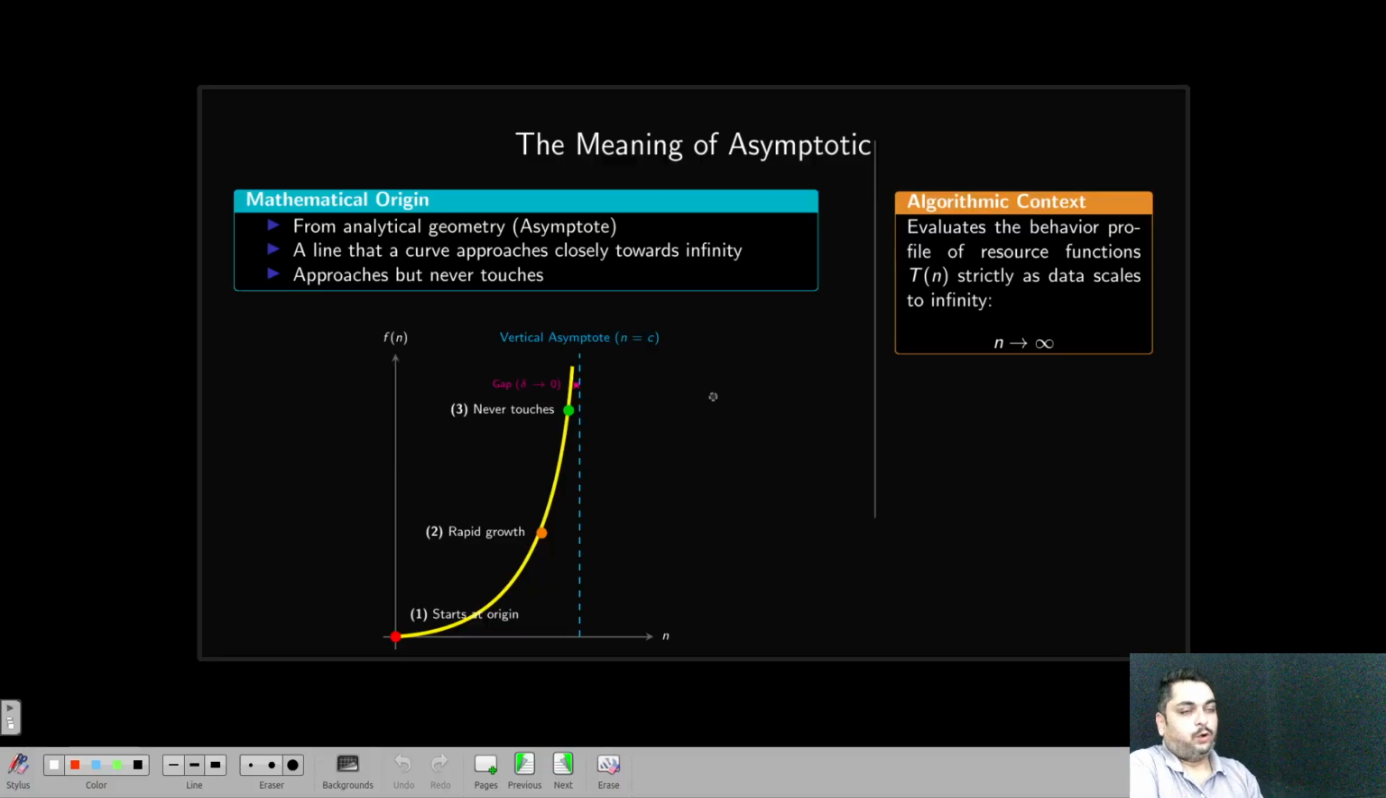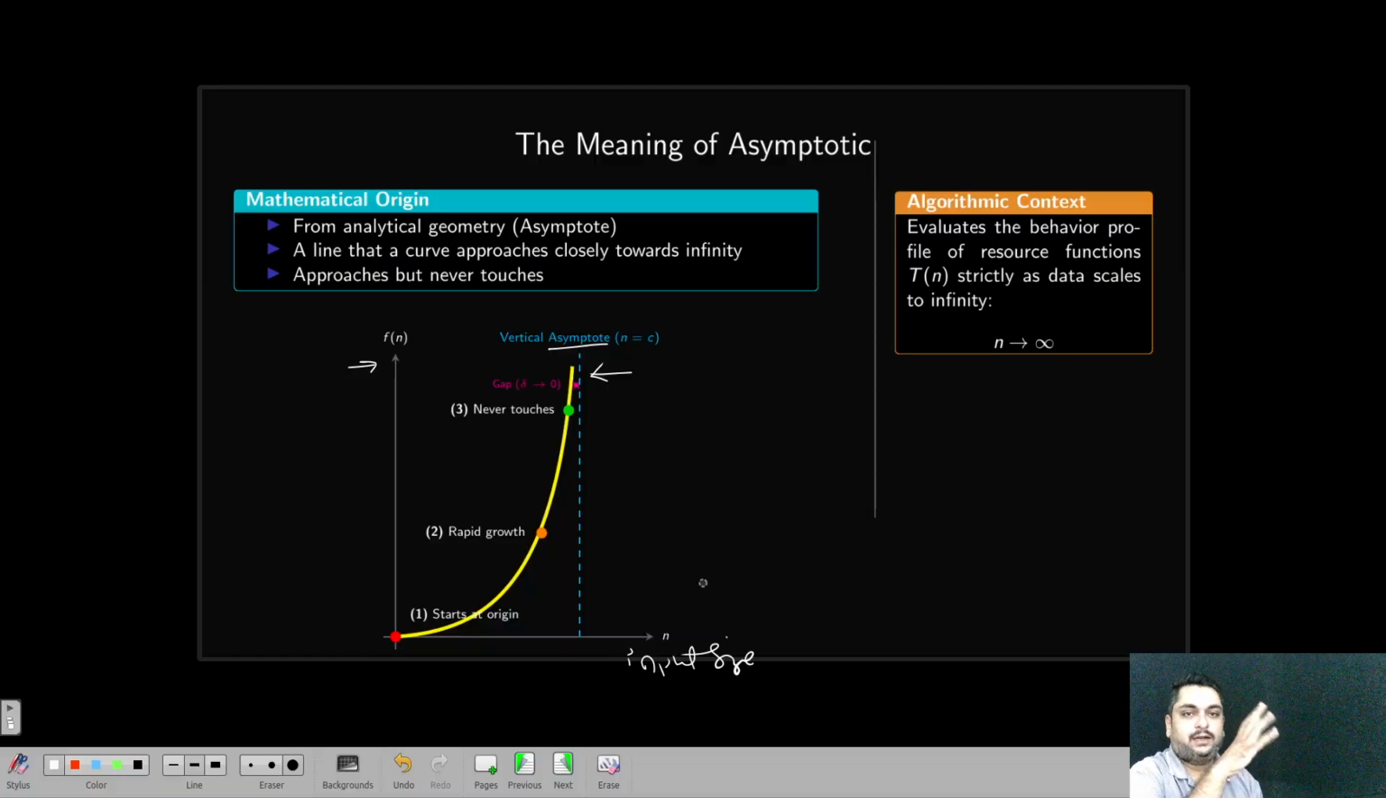Now, what does asymptotic notation mean? Let us see the mathematical understanding. It comes from the term asymptote, which you already know is a line parallel to either your x-axis or y-axis. The example I have given is a vertical asymptote. This blue line is parallel to my y-axis, so it's a vertical asymptote. n is the x-axis, that is your input size.